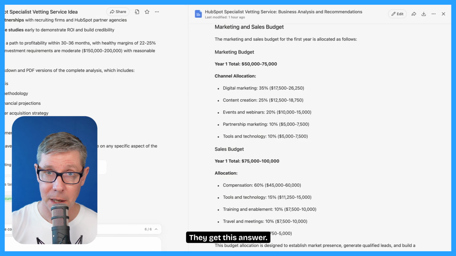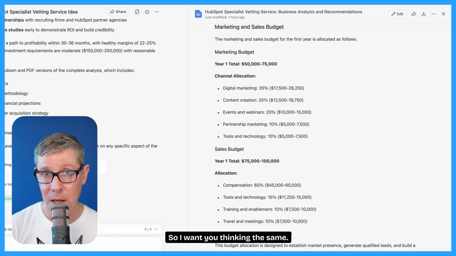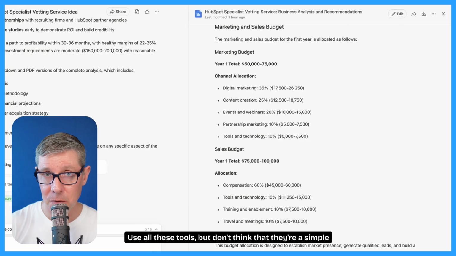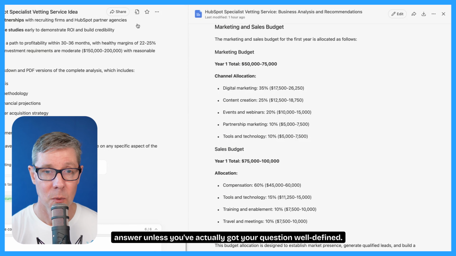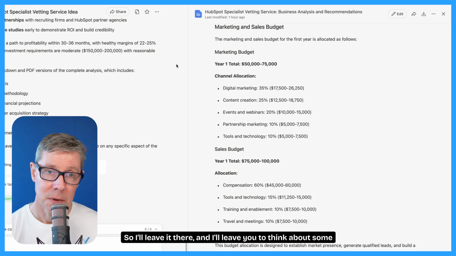They've put in a prompt. They get this answer. They go, oh, great, that's saved me an hour of work. And really, has it? So I want you thinking the same. Use all these tools, but don't think that they're a simple answer unless you've actually got your question well defined. So I'll leave it there and I'll leave you to think about some of those things.